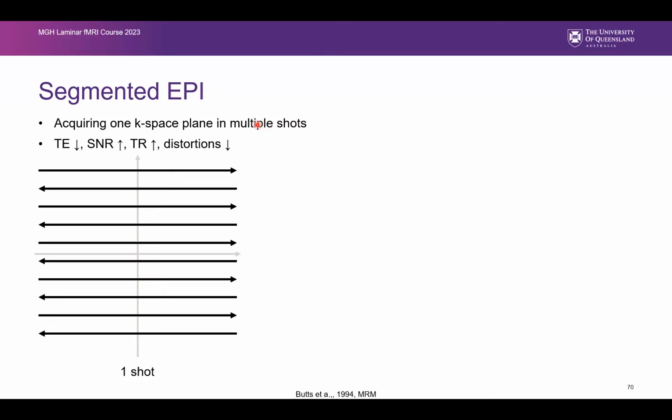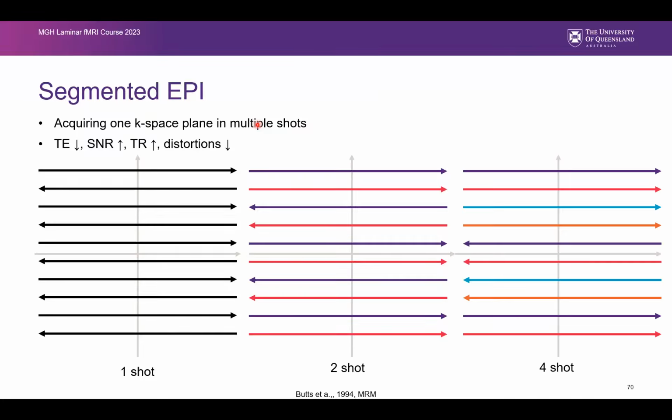It's a pretty simple concept: you have one shot, or you do 2 shots, or you do 4 shots, depending on how much resolution you need and how much TR you're willing to give up for shorter TE and less distortions. And for structural imaging, you can even do 8 shots or 12 shots and get EPI images that look more or less like structural images.